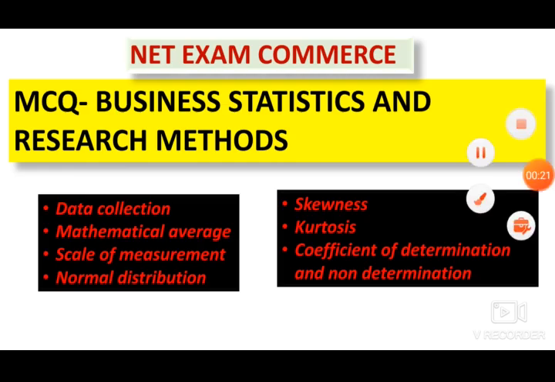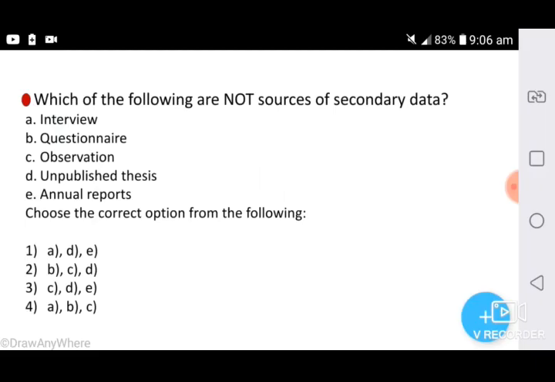Okay, first question, which of the following are not sources of secondary data? A, interview; B, questionnaire; C, observation; D, unpublished thesis; E, annual reports. Then certain options are given. Option 1: A, D, E; option 2: B, C, D; option 3: C, D, E; option 4: A, B, C.